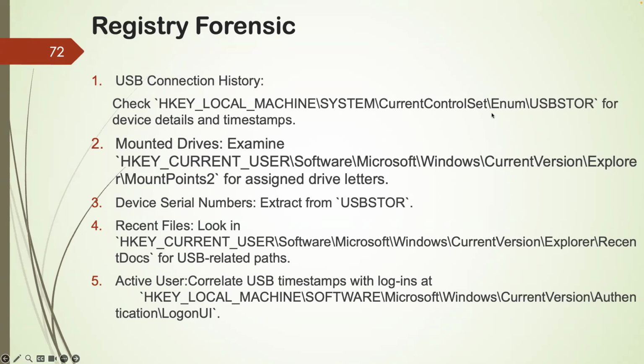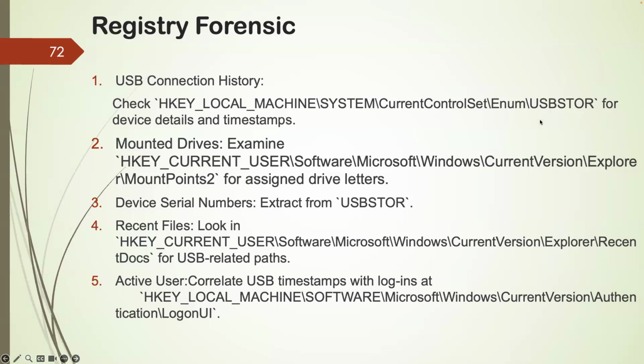Another location to find this information is the mounted drives. If you follow this complete hierarchy, this is the key that contains the information of all the mounted drives and what were their letters. Every time you mount a drive or attach a USB to your PC, it will be shown as H drive or I drive or something like that. So what letter was assigned to that will be found here.